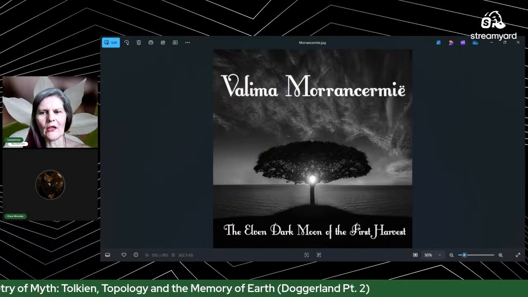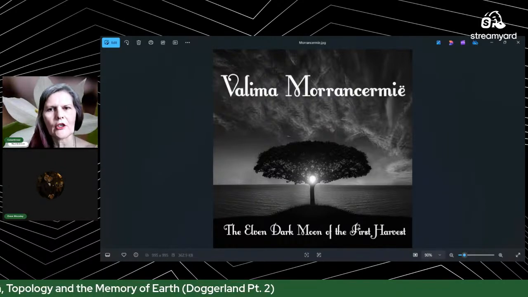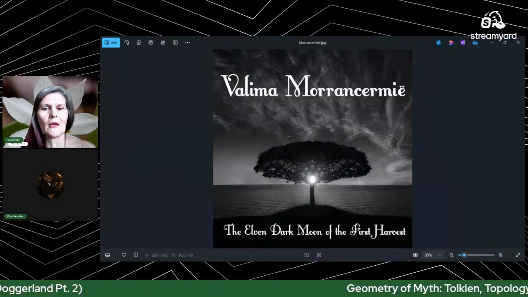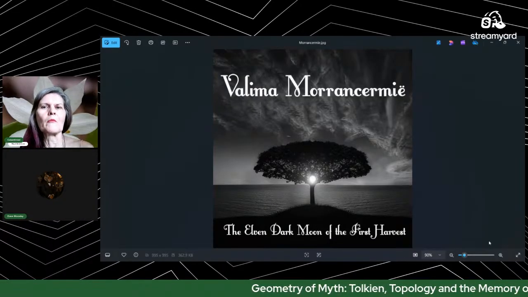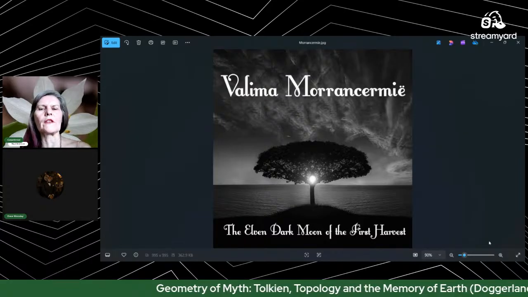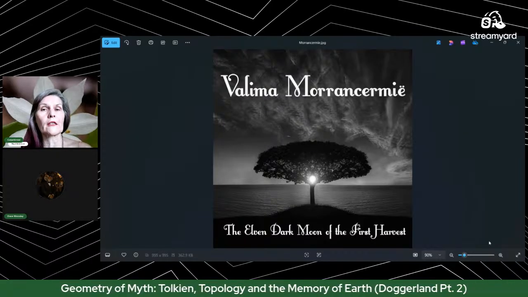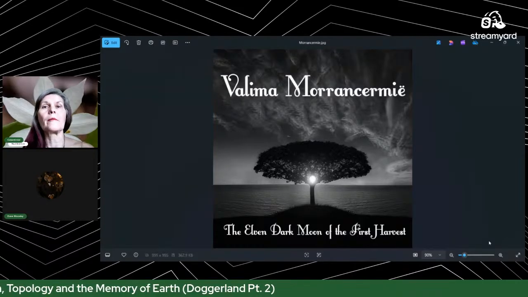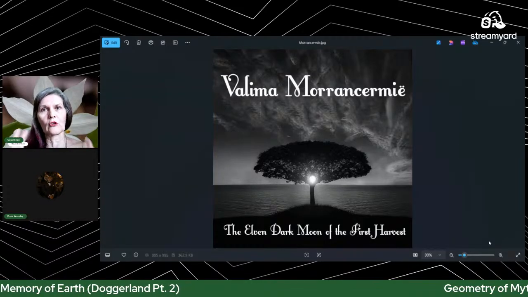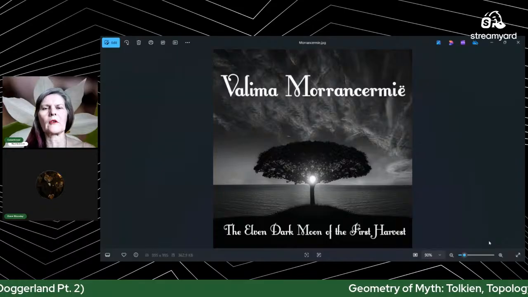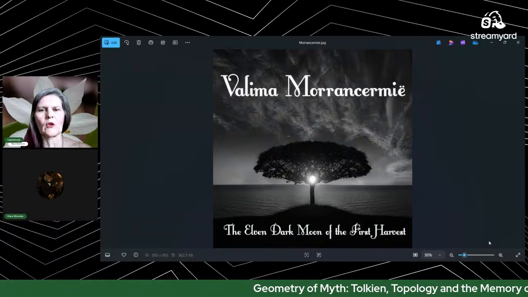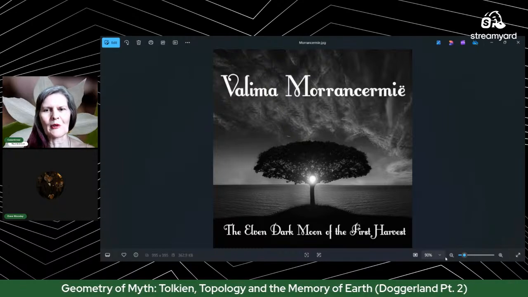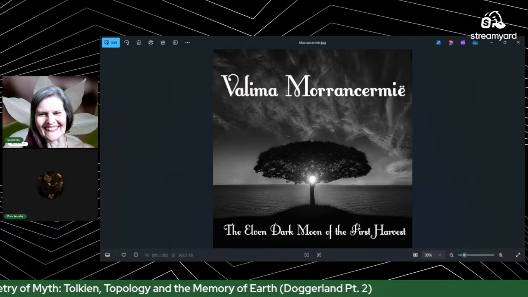And by the way, I figured out on my calendar that this is actually today. So I thought I'd share the meme. Valimar Moran Kermie, the elven dark moon of the first harvest, and this moon aligns with the Vala Irmo or Lorien. You can look that up. We're going to be posting that on our wall, and I thought I would at least share the meme here in the video.